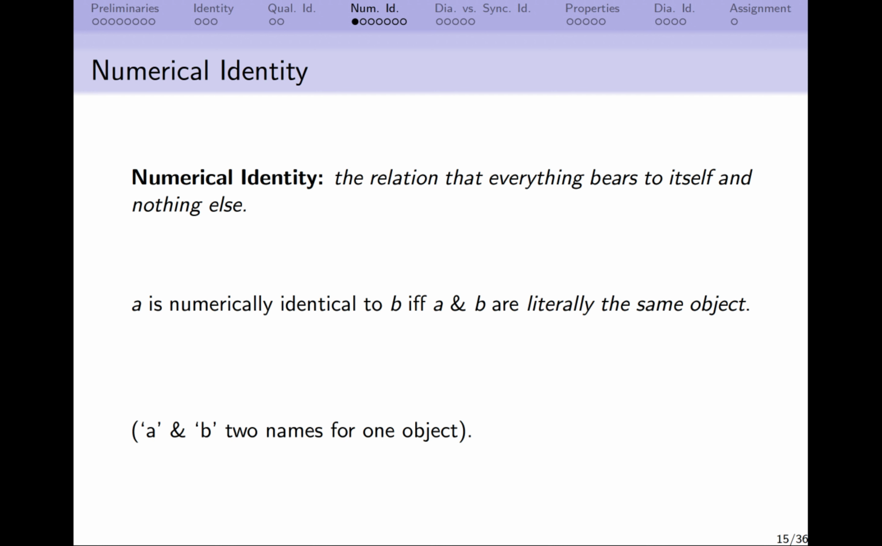So if you try to characterize this in terms of a formal definition, a stab might be to say that numerical identity is the relation that everything bears to itself and nothing else. Well, it turns out that won't quite do, because it's true that numerical identity is a relation that everything bears to itself and nothing else, but perhaps there are other relations like that. But the essential point is that when we say numerically identical, we're saying there's just one object here rather than two. Obviously, if we talk about identical twins, we don't mean that the objects are literally identical.